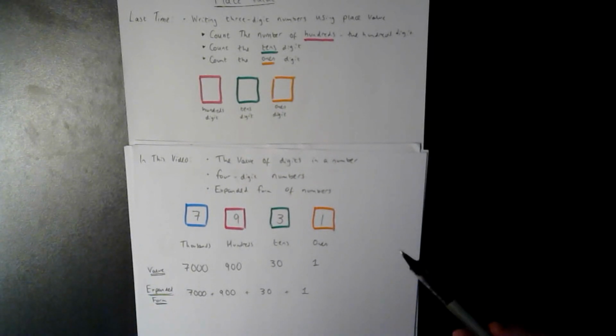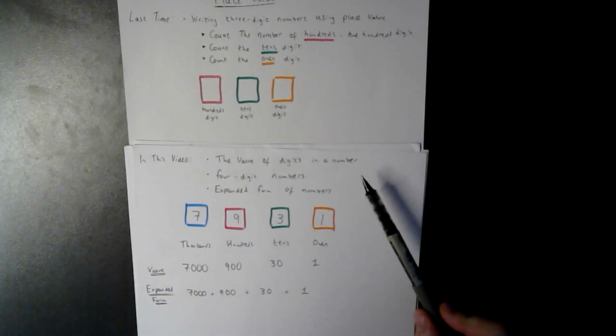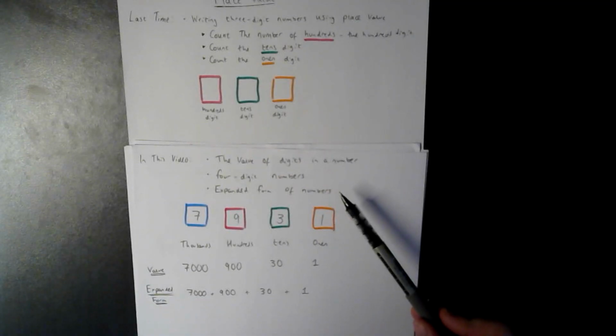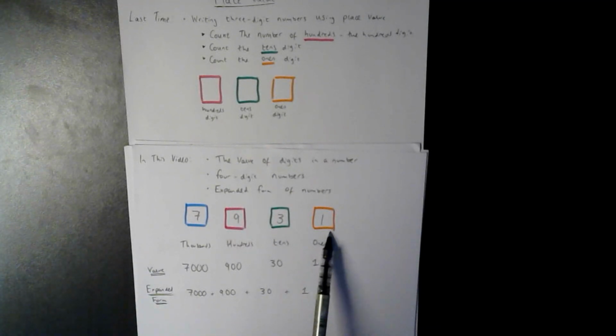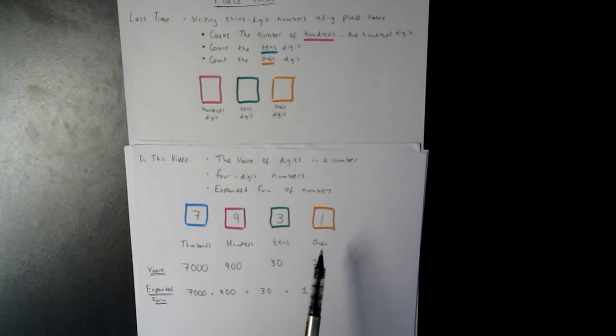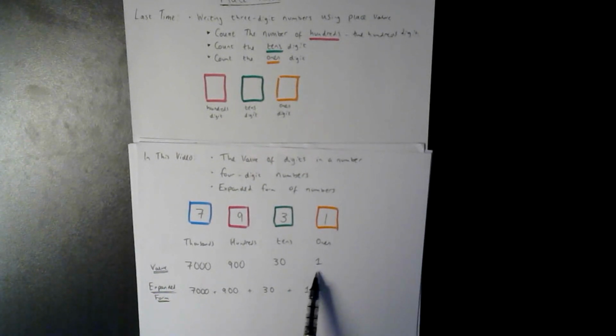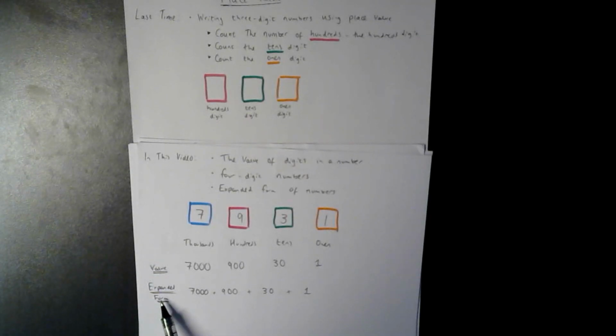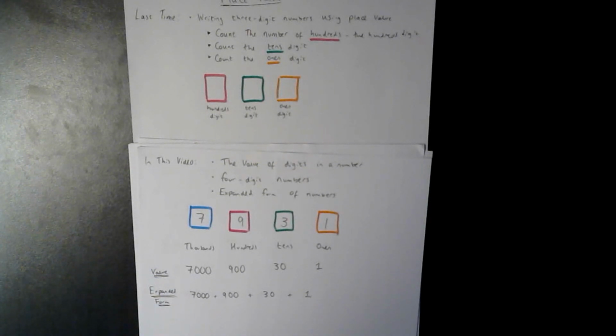So in this video, we've looked at the value of digits in a number, specifically for 4 digit numbers, and we've looked at the expanded form of these numbers. So we've worked our way between 7931, thousands, hundreds, tens, and ones, so it'd be 7,931. We've written the value of these numbers, and we've written the expanded form or number decomposition or number representation as 7,000 plus 900 plus 31.